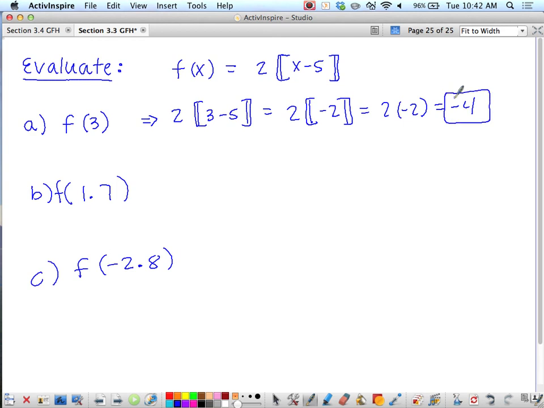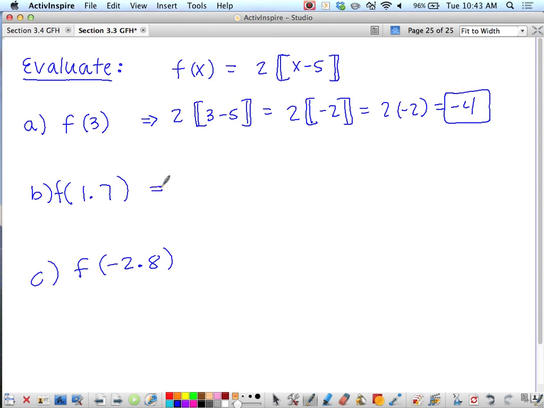What did you get for f of 1.7? Ooh, we're hearing different things. We've got a negative 6. We've got a negative 8. I got negative 6. It's definitely negative. So we got to decide. It's somewhere between negative 6 and negative 8, right? All right, let's see what it is.